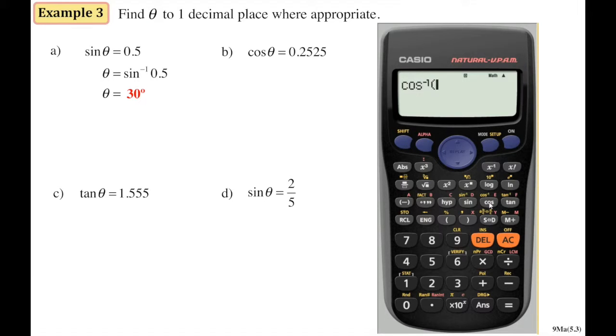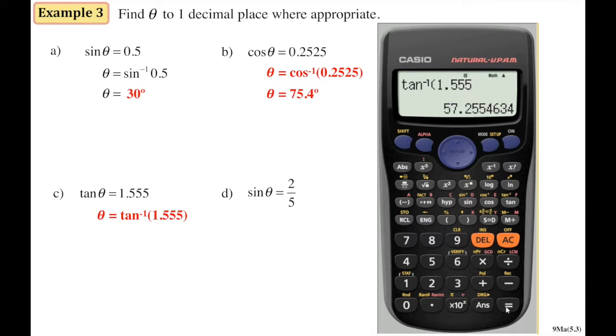The inverse cos of 0.2525. Put that into the calculator, push equals. It's important you do inverse cos, not cos. So the answer is 75.4 degrees. If I go to decimal places, you could hit the degrees, minutes, seconds button and write it in degrees, minutes, seconds, but I'm telling you to give it to one decimal place in this question.